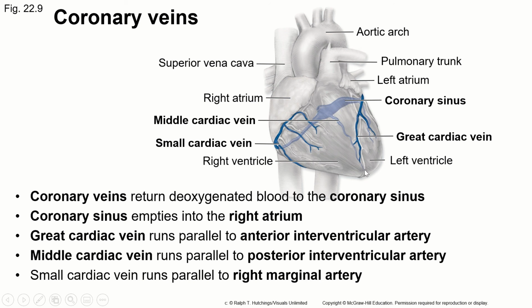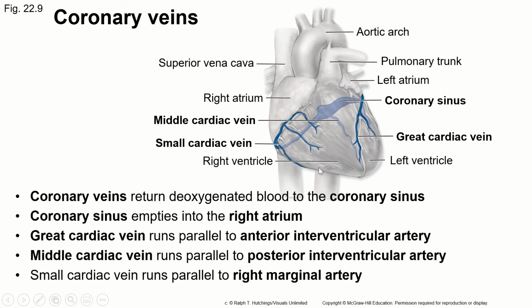The great cardiac vein runs parallel to the anterior interventricular artery. The middle cardiac vein runs up the middle of the back of the heart, but it's also running parallel to the posterior interventricular artery. And the small cardiac vein is going to run alongside the right marginal artery, okay?